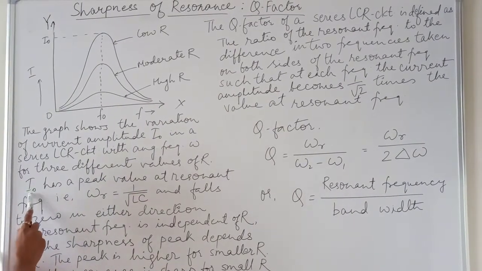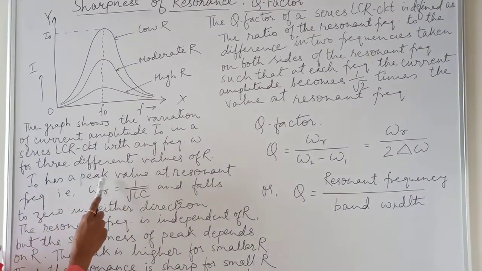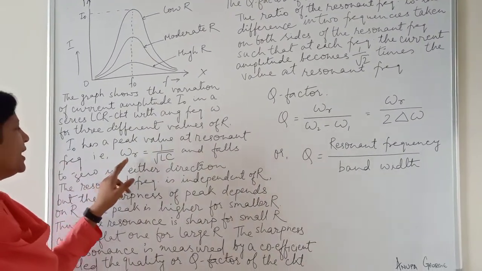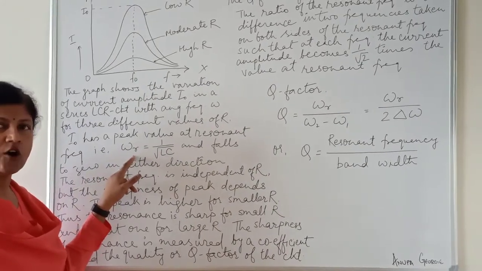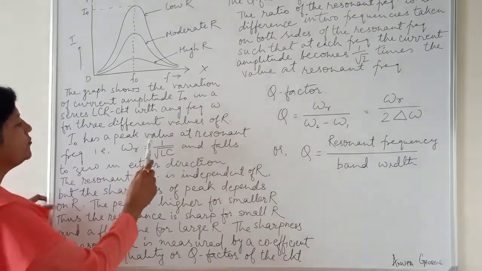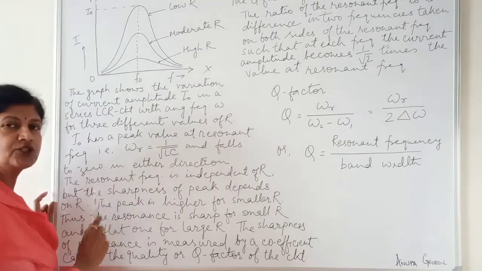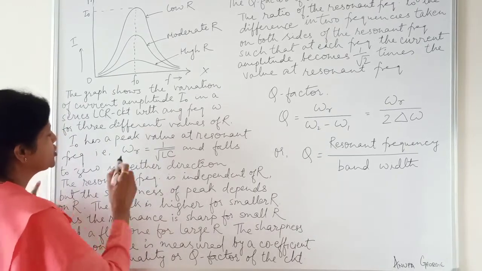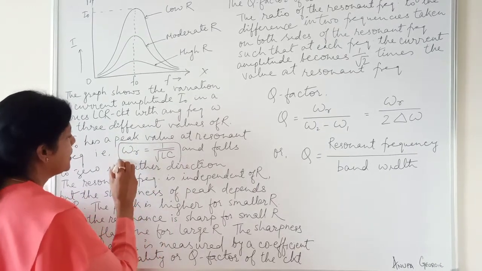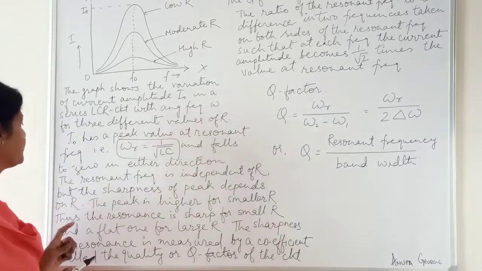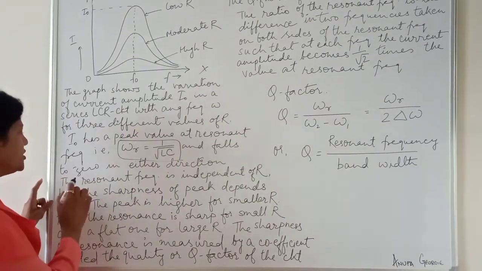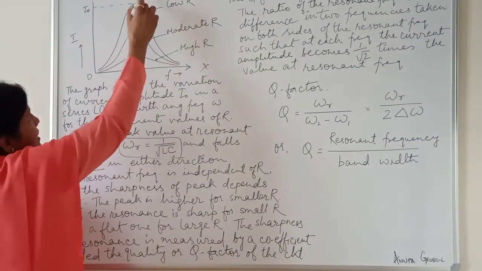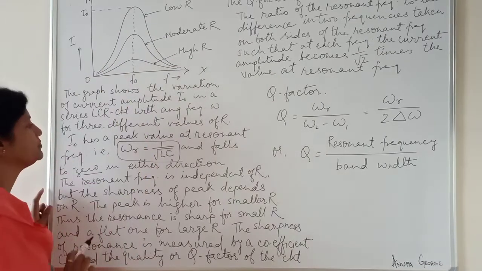See, I0 has a peak value at the resonant frequency, that is omega R, R for resonant. That's why for resonant frequency we can write omega R. Omega R is equal to 1 upon square root of LC, and the current falls to 0 in either direction.